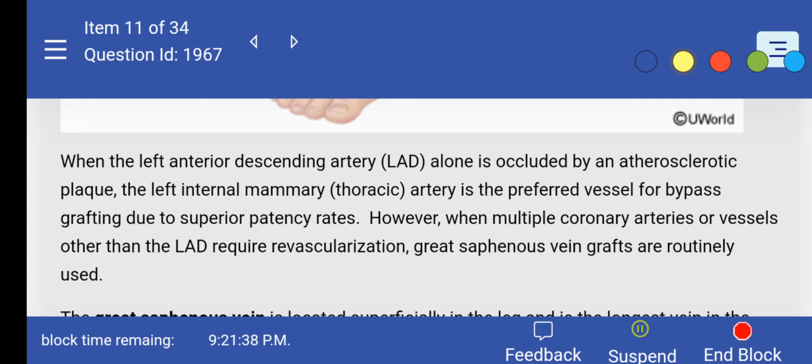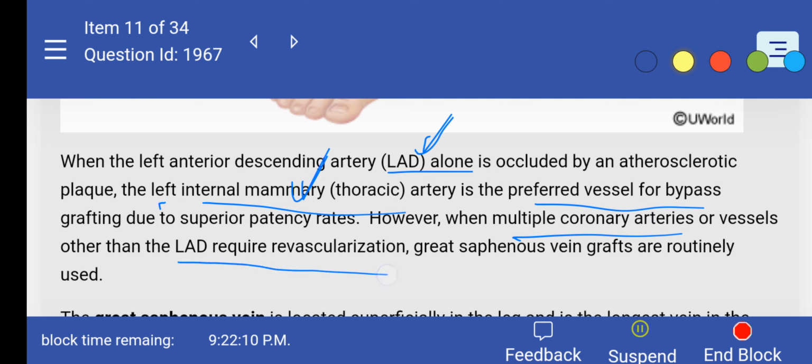When the left anterior descending artery alone is occluded by atherosclerotic plaque, the left internal mammary, that is thoracic, artery is the preferred vessel for bypass grafting due to superior patency rates. Then we would take the graft from the left internal mammary artery. However, when multiple coronary vessels other than the LAD require revascularization, just like in this case, great saphenous vein grafts are routinely used.